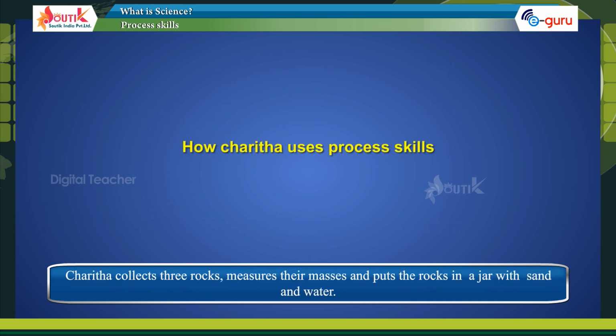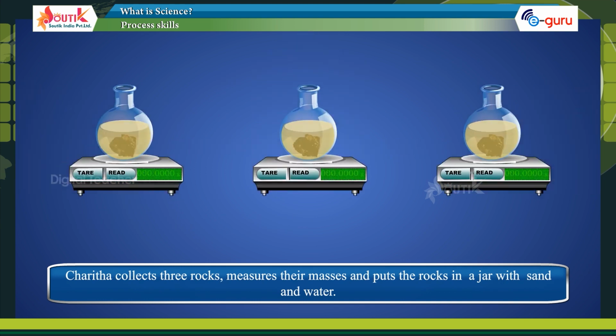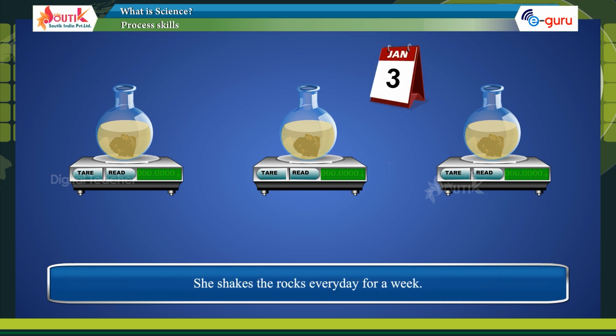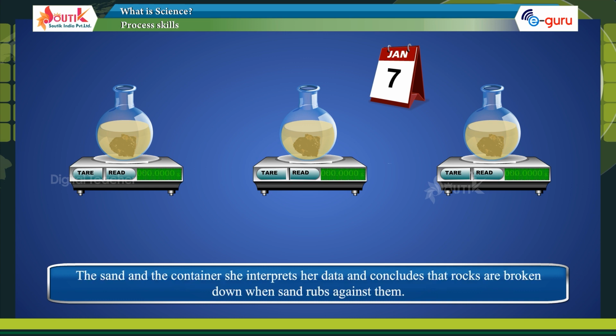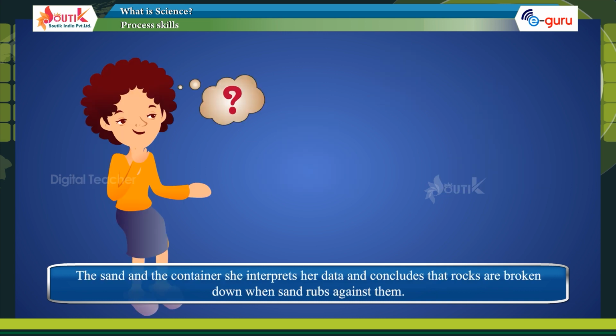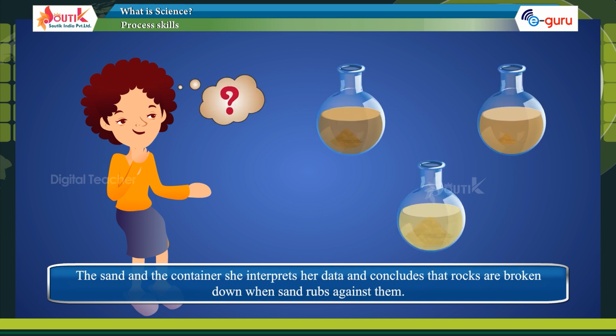How Charita uses process skills. Charita collects 3 rocks, measures their masses, and puts the rocks in a jar with the sand and water. She shakes the rocks every day for a week. Then she measures and records the mass of the rocks, the sand, and the container. She interprets her data and concludes that rocks are broken down when sand rubs against them.